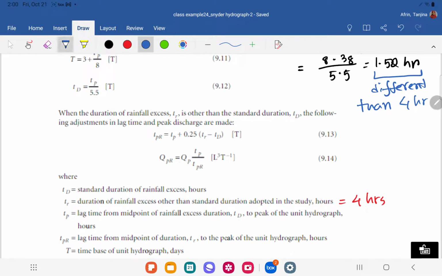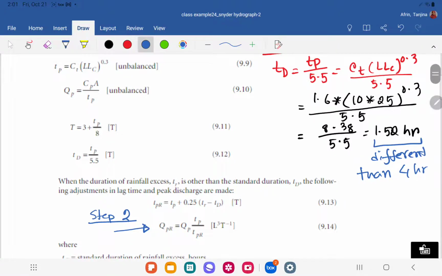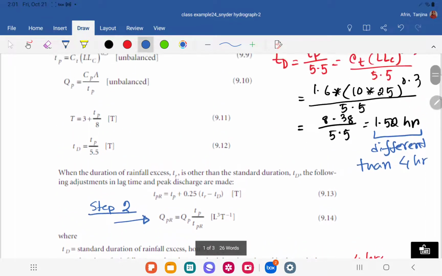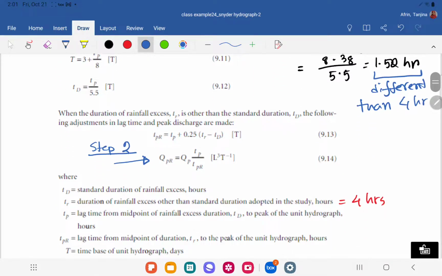Now if you look at the equation to calculate the QPR, it's QP times TP over TPR. What is QP? It is the peak flow for the standard duration TD. So we have multiple steps here. We need to calculate QP, we need to calculate TPR, and we already know the TP, which is 8.38. I will just write down 8.38 because that's what we got from here. So let's start calculating: what is QP, what is TPR, and we already know the TP.